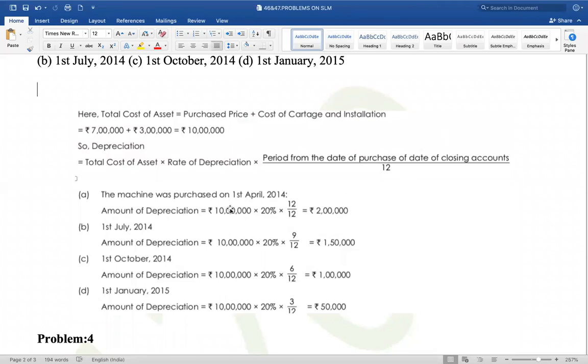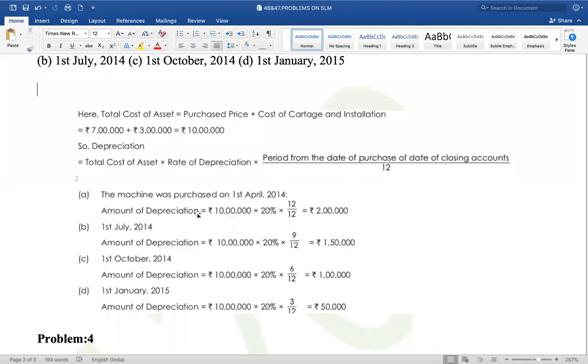Right, 10 lakhs into 20%, 20 by 100, gives you 2 lakhs, into 12 by 12, as it is used for the full year. 12 by 12 is 1. 1 into 2 lakhs is 2 lakhs. So for the first scenario, the depreciation is 2 lakhs.